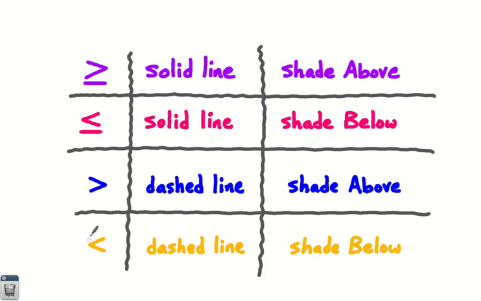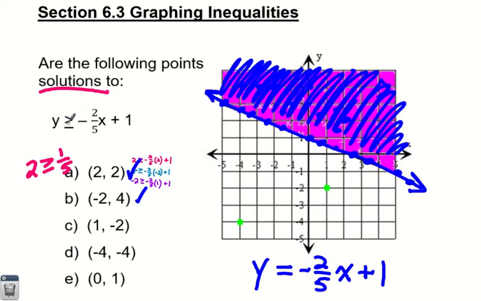And based on the symbol, you might have a solid line or a dashed line. If you notice with these two symbols, it's a solid line because it contains an or equal to. And that's really the difference. If there's an or equal to, then you make the line solid because all those points on the line are in fact solutions.